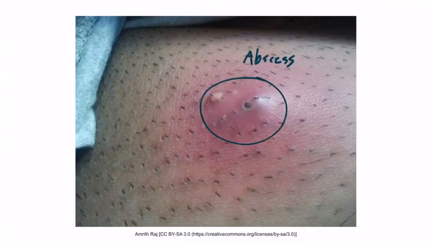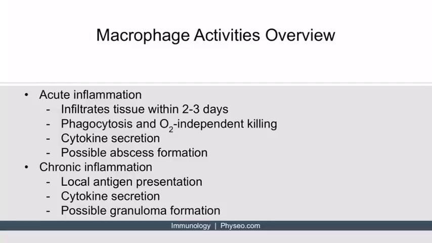Here's an image showing an abscess of the skin. So again, this is pus surrounded by fibrotic tissue. We just covered the activities of macrophages during acute inflammation. Now let's discuss their roles during chronic inflammation.